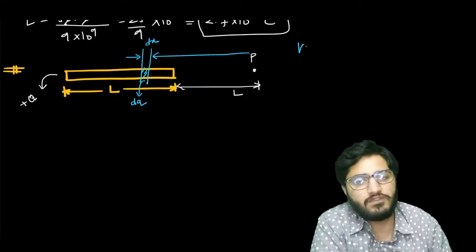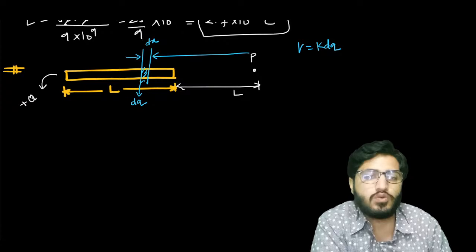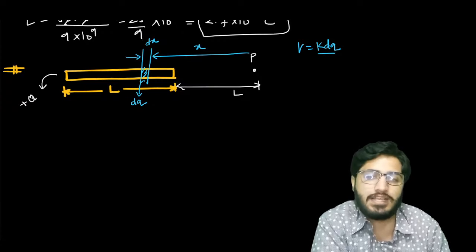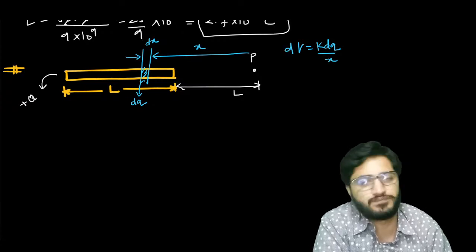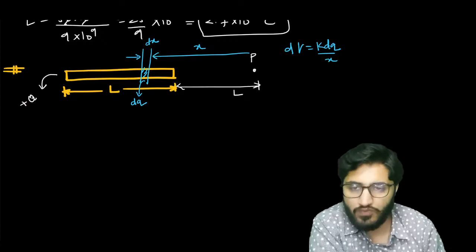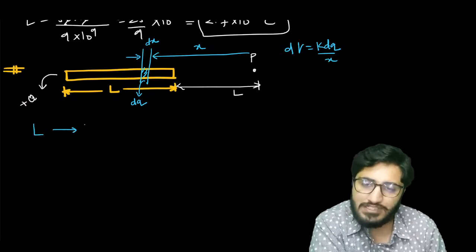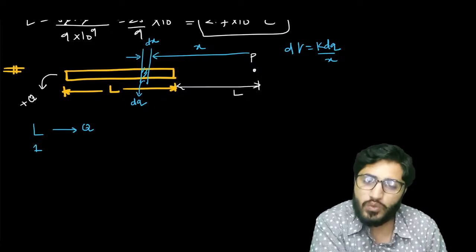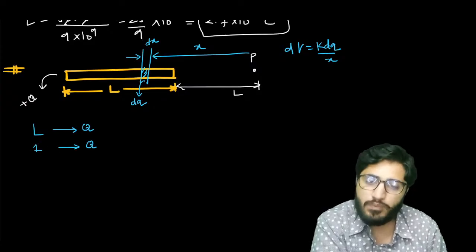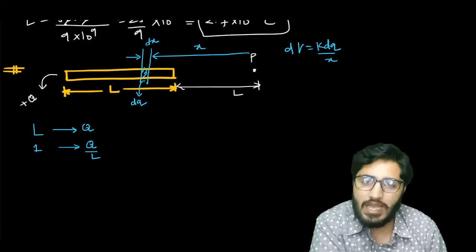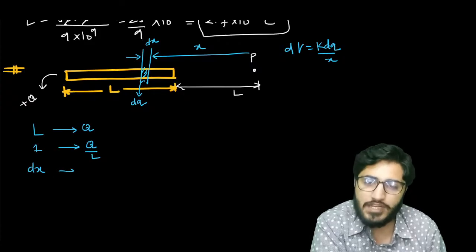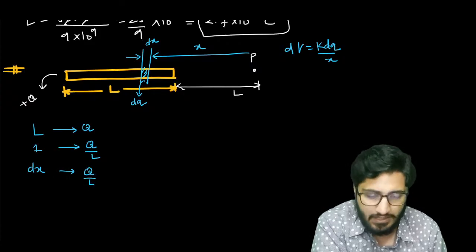So what is V? V is KQ by distance. What is Q here? It is dq, and the distance is x. It is dV now. What is dq? Look, we have length L, and in length L my charge is Q. So in 1 unit, my charge will be Q by L. In dx, my charge will be Q divided by L, then dx.